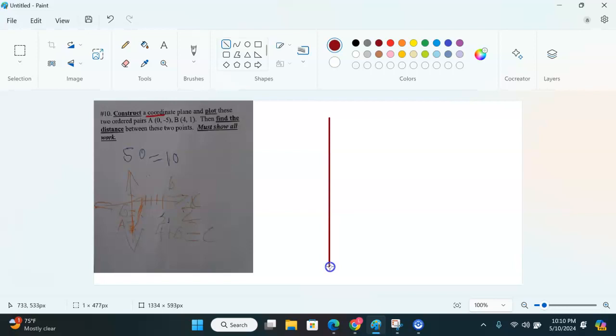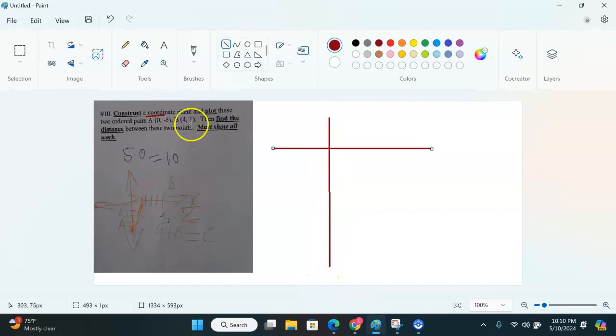Okay, so there's my y axis. Now remember, I told you I'm going to draw my x axis about up here, not right in the middle here, but right up here. And the reason I put it up here is because I'm looking at my point A and point B. Point A is 0, -5. So it means the y is going to be -5. So it's going to go down here.